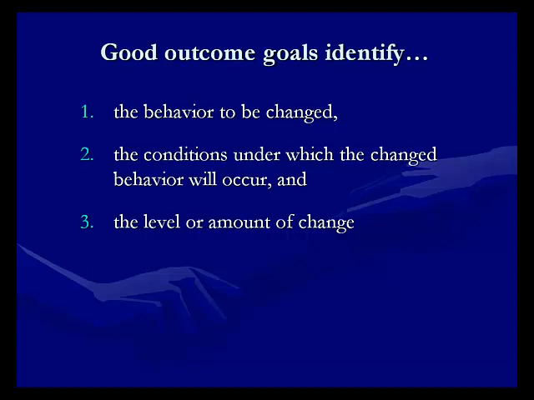Will it occur in a treatment facility? Will it occur through bibliotherapy? Will it occur through intense one-on-one therapeutic treatment? Will it occur through involving family members? Will it occur through identifying and connecting the client with essential resources that exist within the community? So it's important to understand the conditions under which the changed behavior will occur and what is needed in order for the behavior to take place.